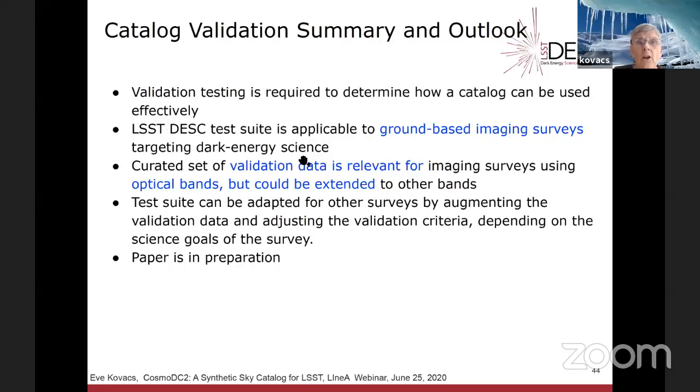And the catalog validation I showed you was that we have developed a test suite that's applicable to ground-based imaging surveys that target dark energy science. And we've assembled a set of curated validation data that's relevant for these surveys. It could be extended to other bands, and the test suite could be adapted to other surveys by augmenting the data and adjusting the validation criteria depending on the science goals. So we've got a paper in preparation.